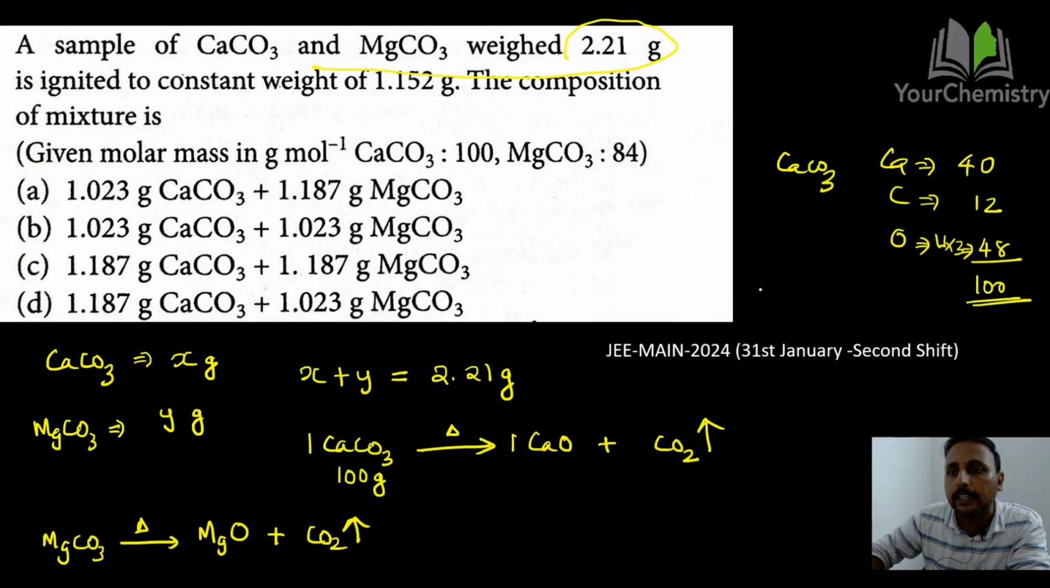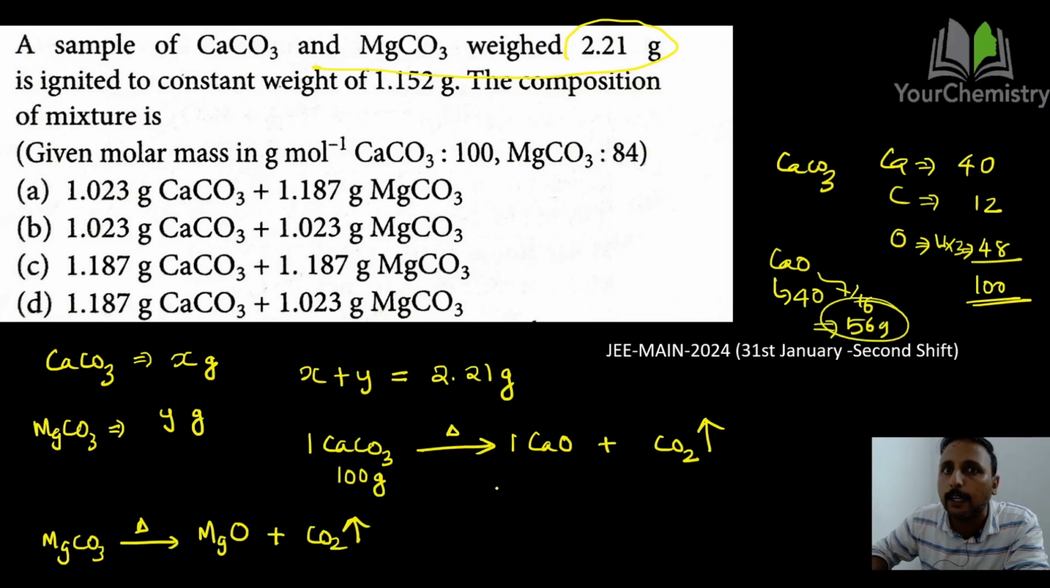If you weigh calcium oxide, calcium is 40, oxygen is 16. So 40 plus 16, you will get 56 grams. That means 1 mole of calcium carbonate is giving 1 mole of calcium oxide. 1 mole of calcium oxide weight is 56, so I will get 56 grams.